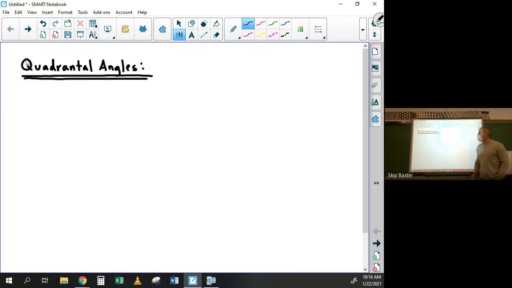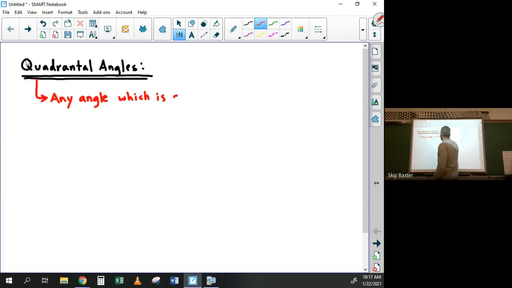So quadrantal angles, these are just angles that are a multiple of 90 degrees. Okay? That's a quadrantal angle. Any angle which is a multiple of 90 degrees, or pi over 2. Okay?